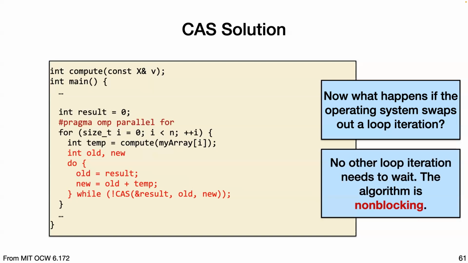So this solves the issue that we had before, which is with the locks, if you get swapped out right after you take the lock, everybody has to wait. But now with CAS, no other loop iteration needs to wait. If some other iteration got scheduled, it can just keep going with this CAS. So it is non-blocking. Does that make sense?